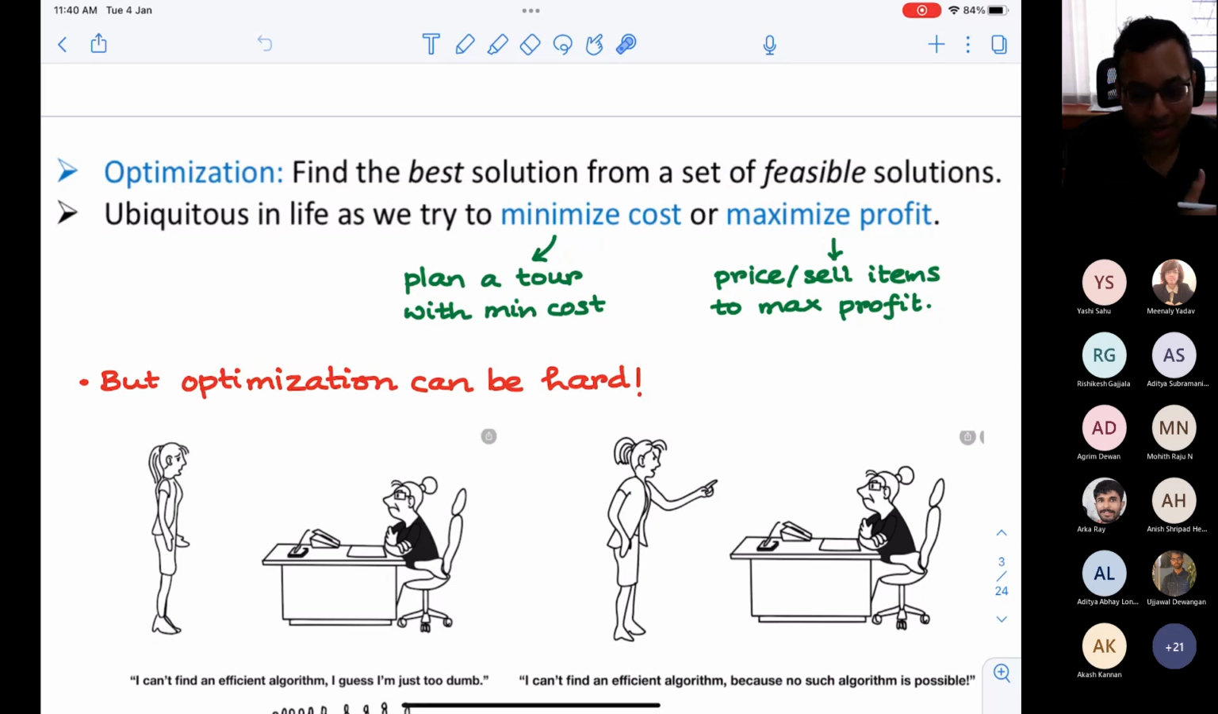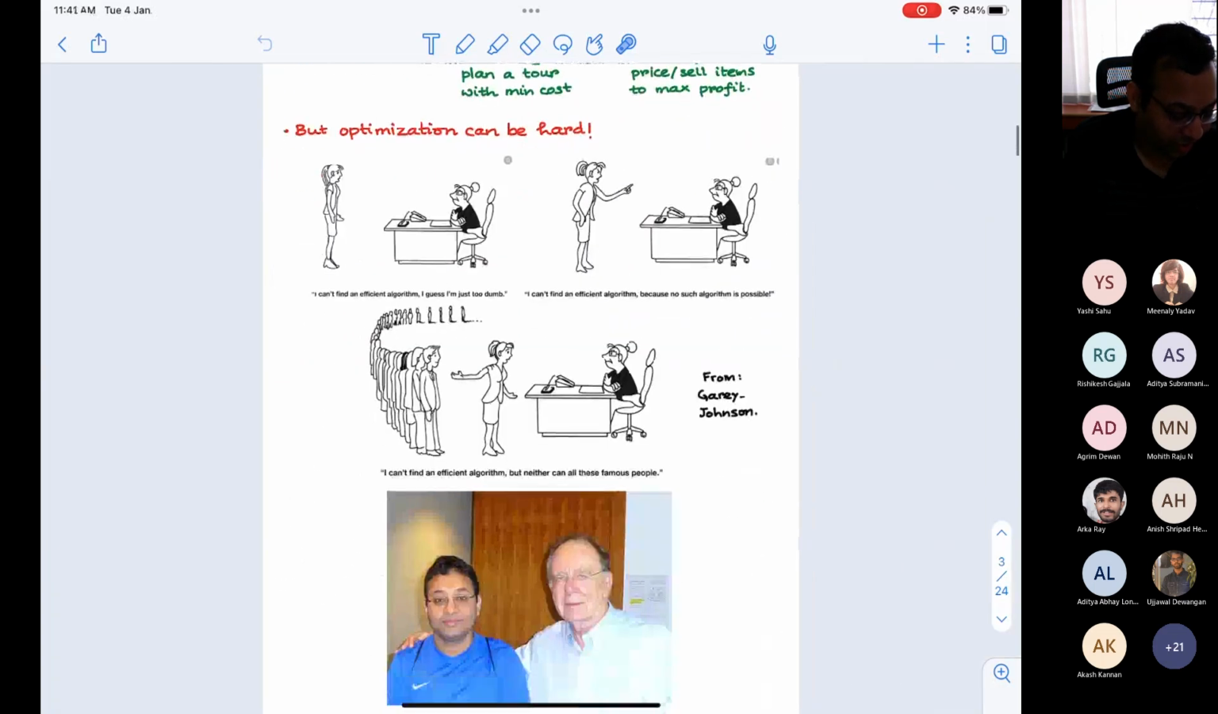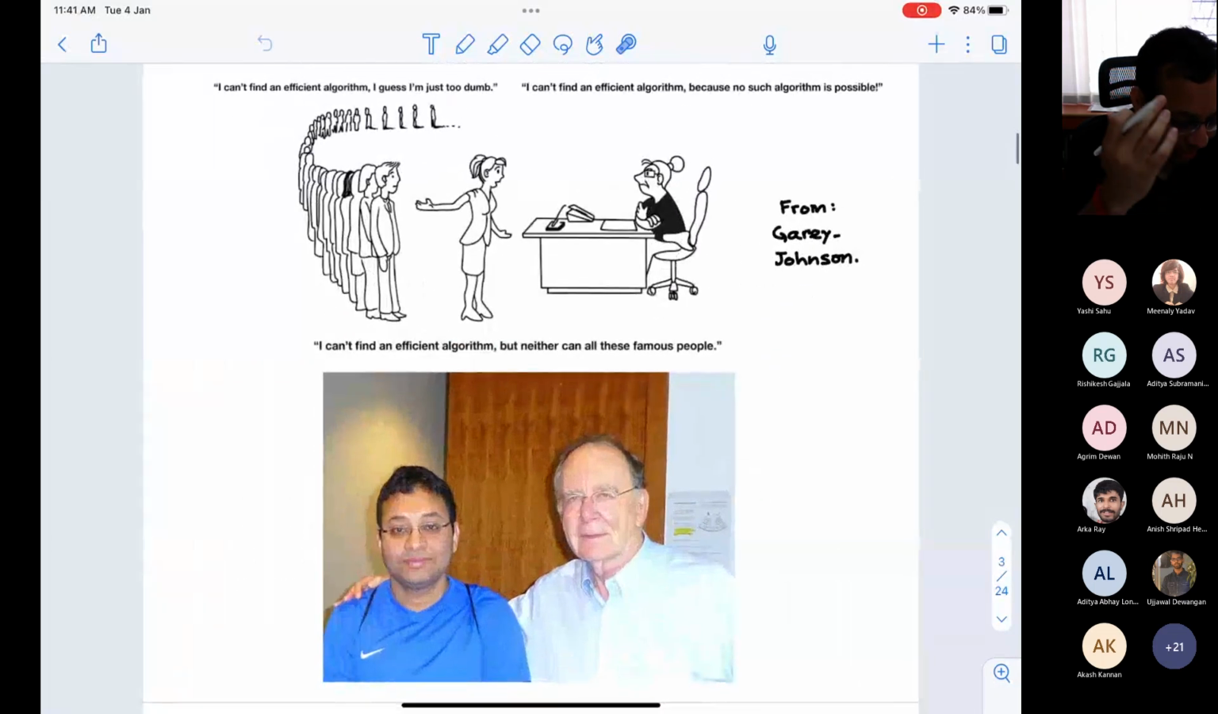The other option, if you're too smart, is to show that you cannot find an algorithm because no such algorithm is possible. But it turns out it's very difficult to prove that either. For a particular problem, how do you show there is no polynomial time algorithm? That's a very hard question. So if you're a graduate student and your advisor tells you to solve this problem, what excuse can you give? Maybe you can give an excuse like this guy: I could not find this efficient algorithm, but neither could these famous people.